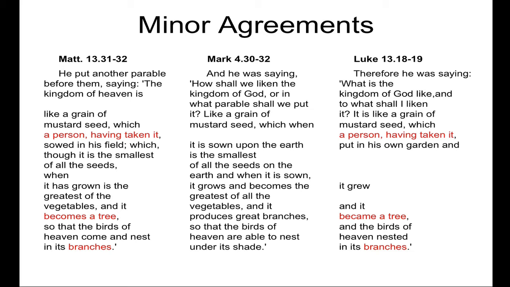These tend to be minor, not major. They tend to be little things. So this goes against the principle of Mark being the middle term. The principle of Mark being in the middle term is that it's Matthew and Mark together, or Mark and Luke together. These minor agreements are cases where it's Matthew and Luke. You'll notice here that both Luke and Matthew have a person having taken it in the parable of the sower. They both have a certain plant become a tree. They both mention branches.